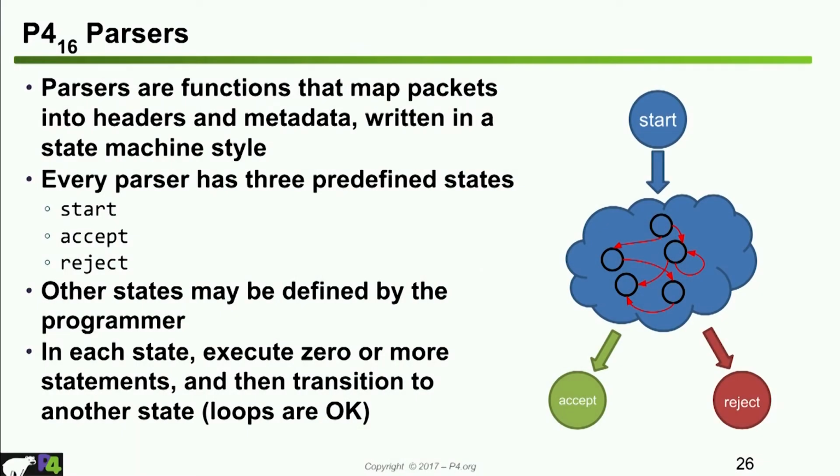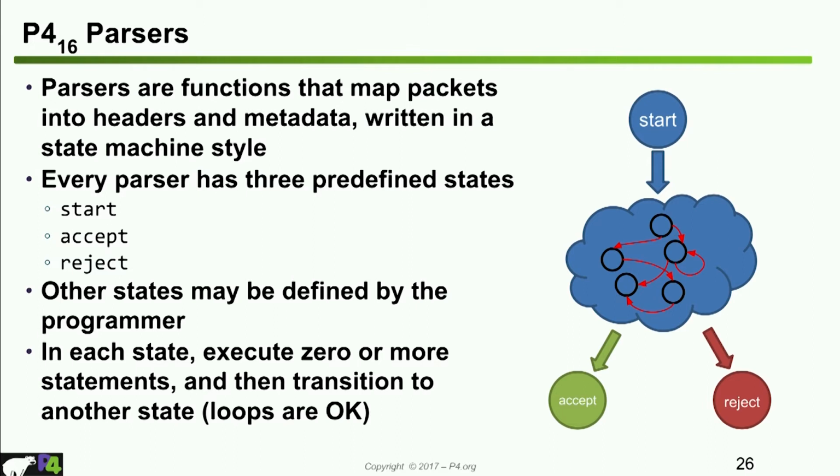So let's talk about parsers. Parsers are functions that map input packets to headers and metadata. They're implemented as a state machine. They have 3 predefined states: the start state, the accept state, and the reject state. It's up to the architecture to define what should happen upon reaching the reject state. For example, the packet might be dropped, or it could set some error metadata bit that can be matched on in subsequent match action processing.